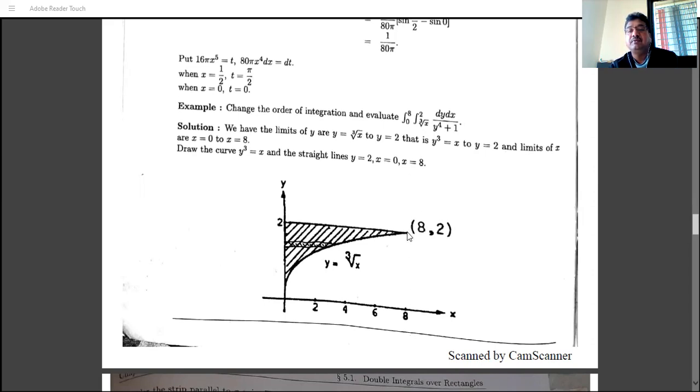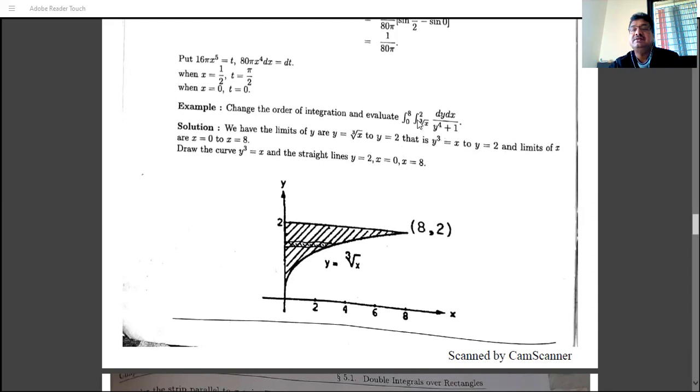If we find the point of intersection, we solve the equation y is equal to third root of x with the other, y is equal to 2. If we substitute y is 2, then x is 8. 2 is equal to third root of x means x is 8. So (8, 2) is the point of intersection, and we can draw the line x is equal to 8 like this. This shaded region is the area bounded by the given curves, and this is the area of integration.